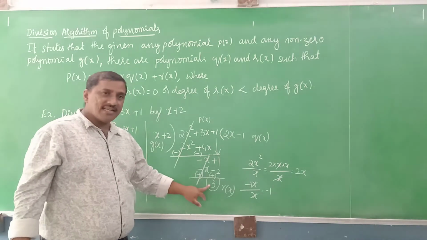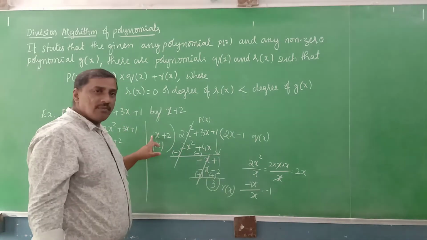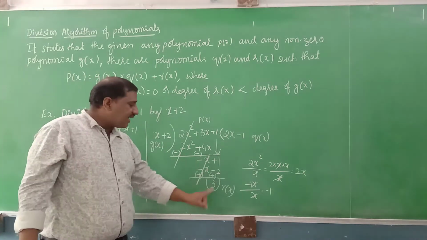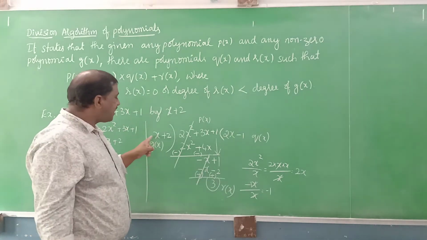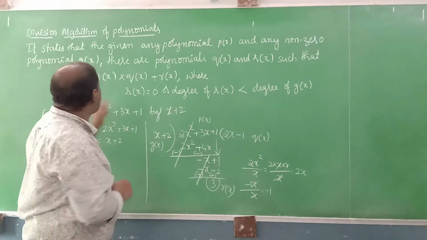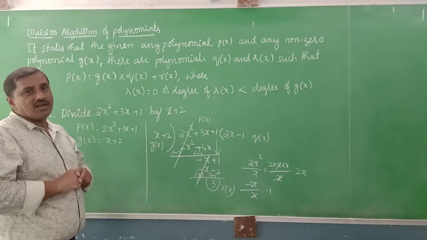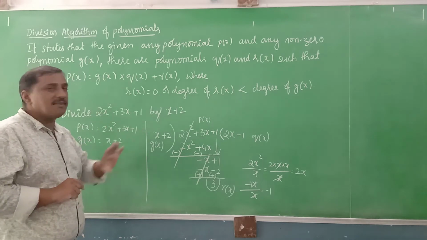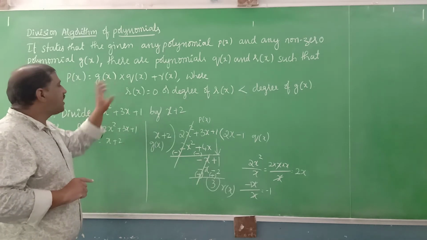Degree of this polynomial is 0. Here the degree of this polynomial is 1. So as I said, the degree of R of x should be less than the degree of G of x. Is it correct? Right. Next, what to do? We have to check whether the division algorithm is satisfied or not by using this concept.